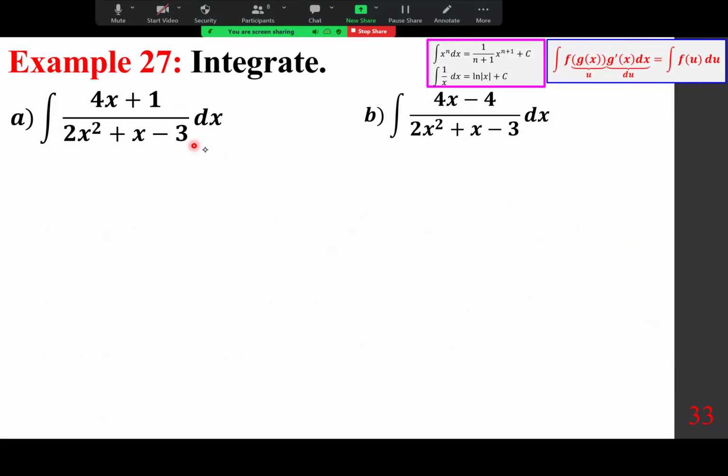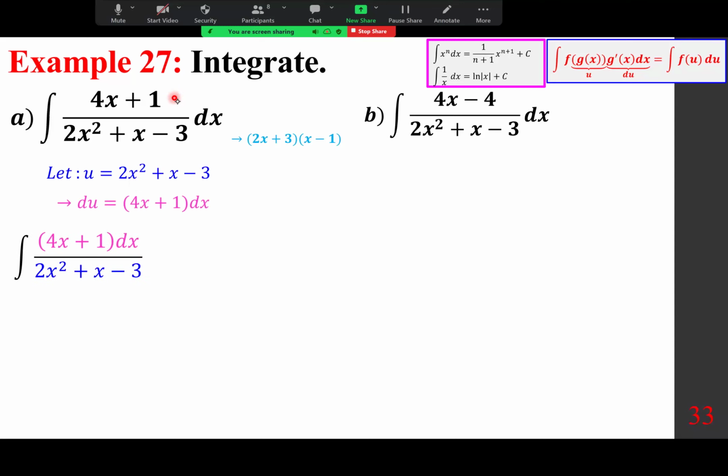Whenever we have a rational function or any fractional format, the very first thing is to simplify if you can. The denominator can be factored into 2x plus 3 times x minus 1. It doesn't help us. So for fractional or rational format, after it's simplified, u would be the denominator. Its derivative is 4x plus 1. Therefore, du is 4x plus 1 times dx. We put the dx at top.